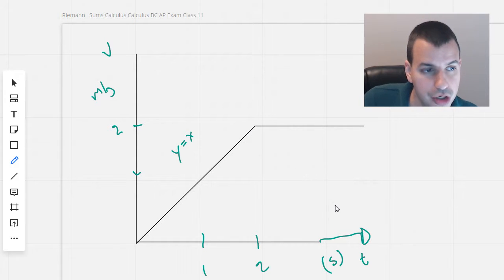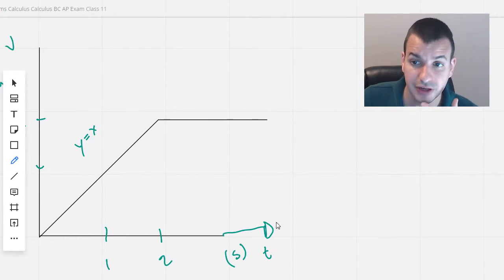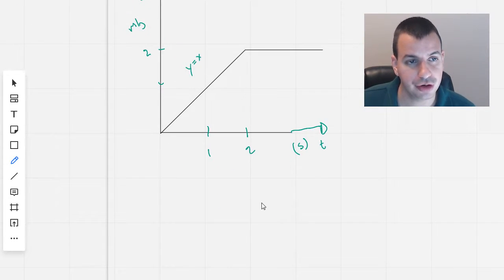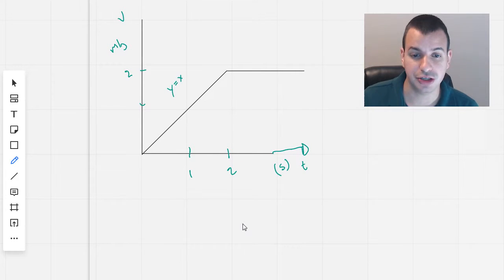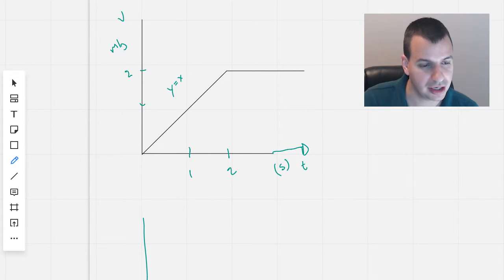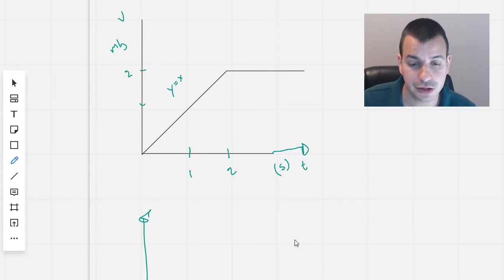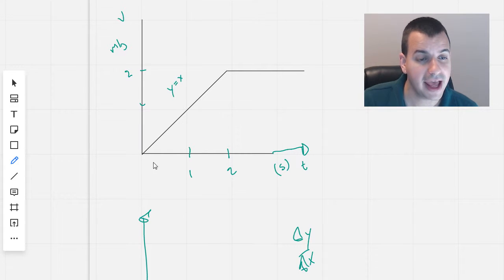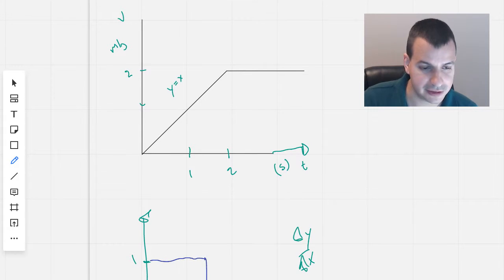Well, we knew how to do the derivative of this. So if we were going to look at the derivative of this, which is the slope, we would have something like rise over run, so delta y over delta x, and we would have a constant slope here of 1, and then we'd go down to 0. So the derivative would look something kind of like this.